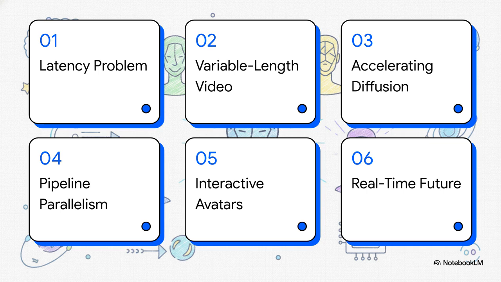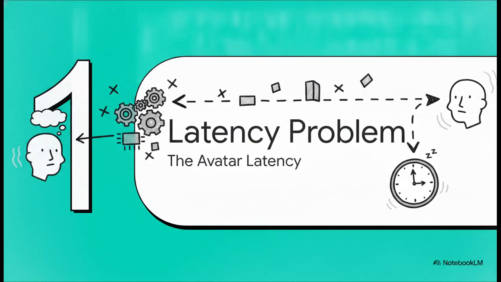To understand how LLIA pulls this off, we're going to follow this architectural roadmap. We'll start with the avatar latency problem, then look at variable length video generation, accelerating the diffusion process, pipeline parallelism in action, interactive and expressive avatars, and finally, the real-time future. Okay, let's dive right into this.